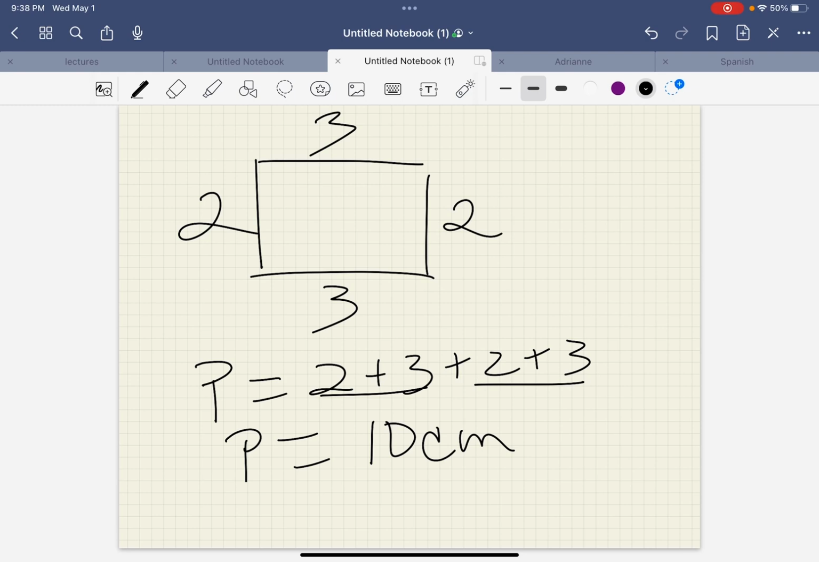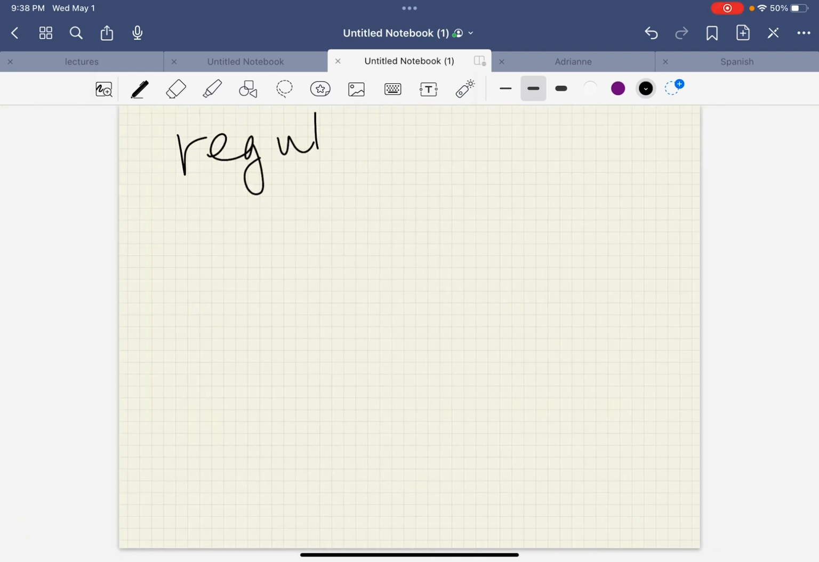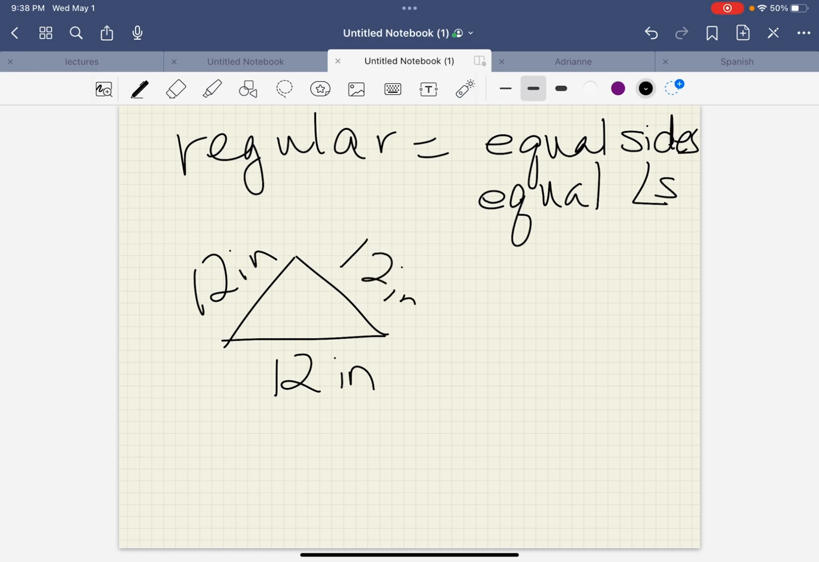Okay, up at the top of the page, it shows you some pictures of regular polygons. Regular just means they have all equal sides and all equal angles. If it's an equilateral triangle or a regular triangle, then you know that all three sides are the same. If they just give you one, like in this one, it said, what is the perimeter of this regular triangle? Remember, regular means sides are all the same. So that's 12 inches, that's 12 inches, and that's 12 inches as well.